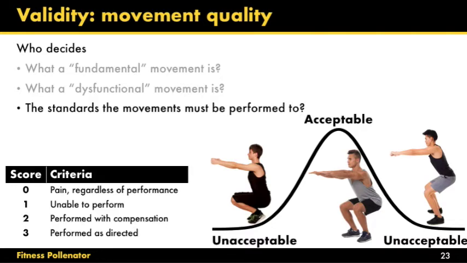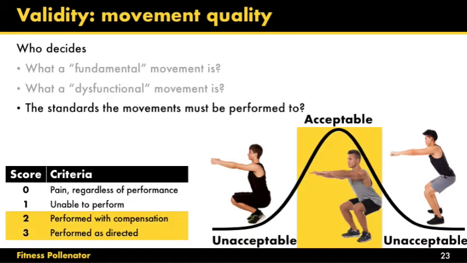And perhaps this is actually what the FMS's scoring criteria captures. If we remember back to what I said earlier, 2s and 3s are generally considered as acceptable, while 1 is not. So maybe that 2-3 range does allow for that acceptable window, and then the 1s would be the unacceptable extremes on either side.